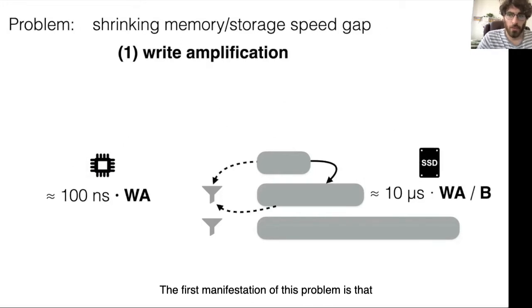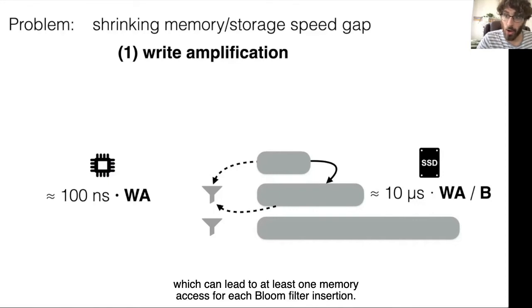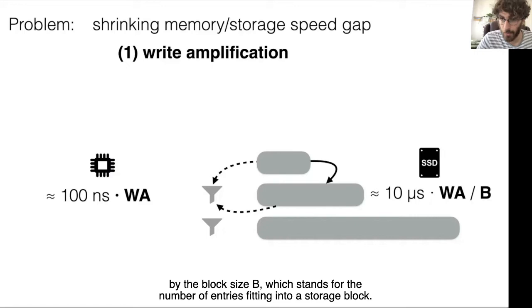The first manifestation of this problem is that with greedy LSM tree merge policies, which have a high write amplification, Bloom filter insertions can emerge as a performance bottleneck. The reason is that Bloom filter insertions have a random access pattern, which can lead to at least one memory access for each Bloom filter insertion. On the other hand, merge operations on the SSD have a sequential access pattern, meaning that write amplification gets amortized by the block size B, which stands for the number of entries fitting into a storage block.